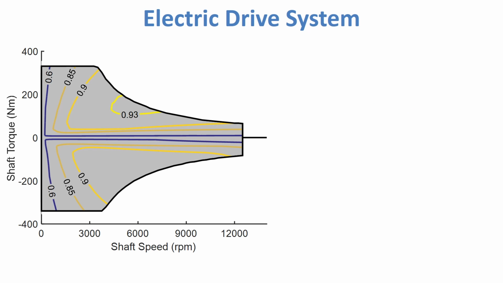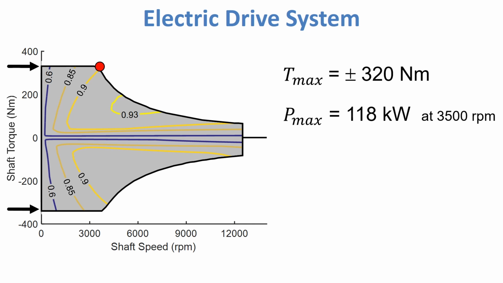Here we see the operating region and the efficiency of an electric drive system with a permanent magnet machine. The operating region and the efficiency include the effect of both the electric machine and its power electronic inverter. This electric drive can produce 320 Nm of torque in both directions. The maximum power in motor operation is 118 kW and it is at 3,500 RPM. In an ideal electric machine, the maximum power would be possible to maintain also at higher speeds. However, for this machine, the maximum power is reduced when the speed increases above 3,500 RPM.